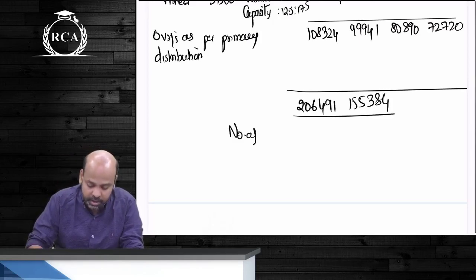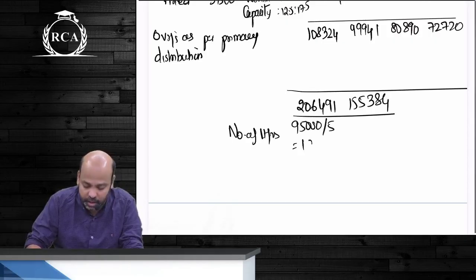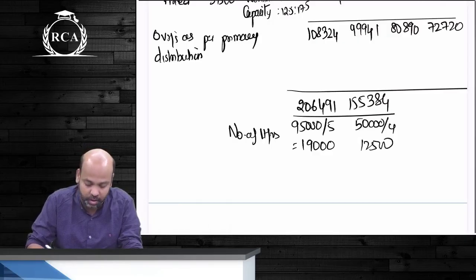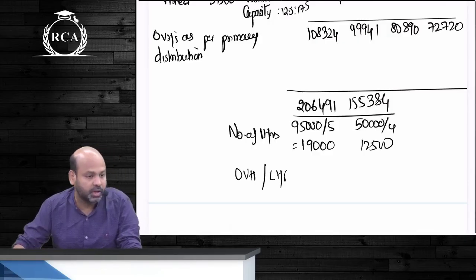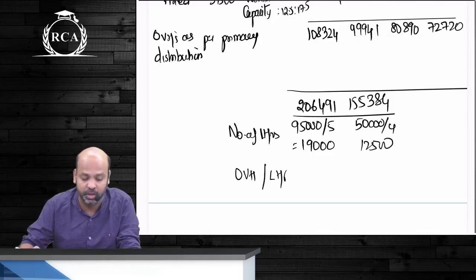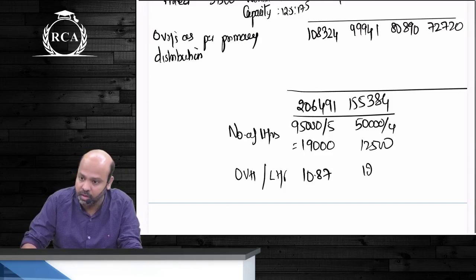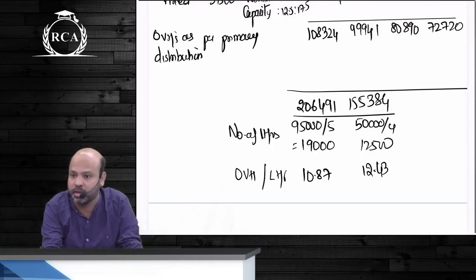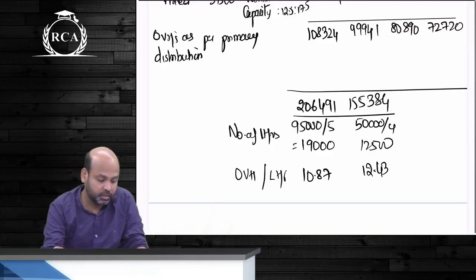Number of labor hours, guys, I told you labor hours were not given, but using wages and wage rate per hour, we will get number of labor hours. For the second division, guys, it is 50,000 divided by 4 rupees, 12,500. You will get your total overhead per labor hour. This is not just power cost, beta. These are all overheads. Total overheads per labor hour. How much will this be? 10.87 and 12.43. These are the amount of overheads. Are we all clear about this? Yes or no?